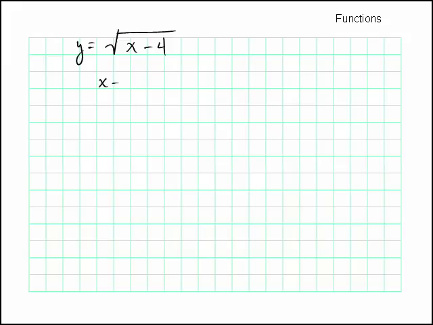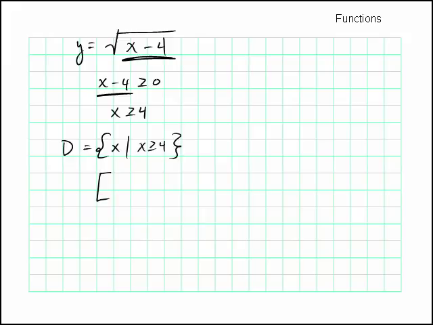The x minus 4 here must be greater than or equal to 0. What's under the square root has to be positive. If you were to solve this inequality for x, you would get x needs to be greater than or equal to 4. That is your domain. Your domain is all x's as long as they're greater than or equal to 4. In interval notation, that would be bracket 4 to infinity, just like that.